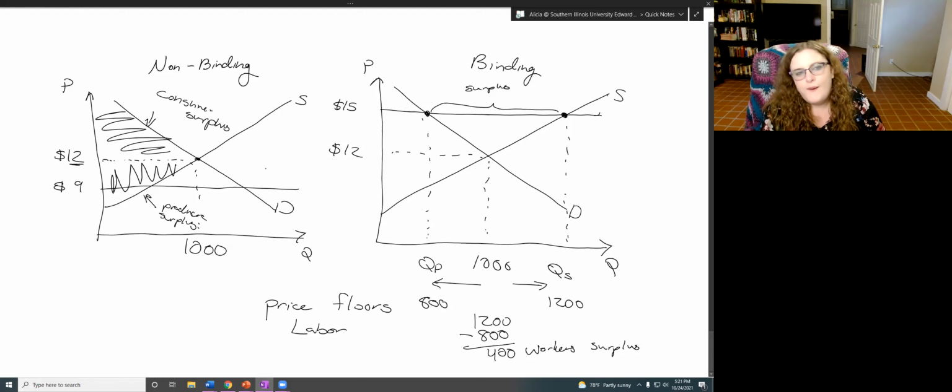Alrighty, well, let's see. Is there anything else you need to think about on this? Well, let's see what happens with consumer and producer surplus. So again, notice that we have a triangle that's created right here. Well, what does that necessarily mean?